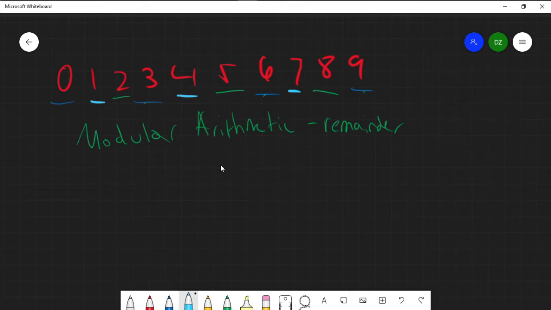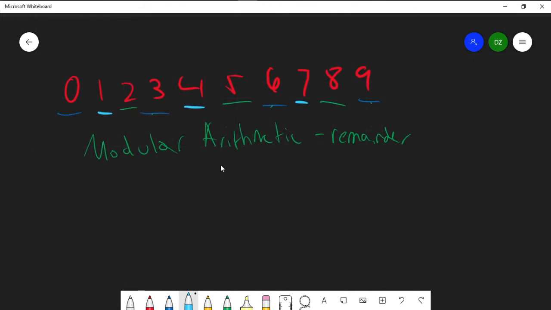So yeah, that's a brief on remainders. And in order to write it, we just say 29 mod 7 equals 1. So this is the mod symbol, or modulus. And yeah, there's always a pattern, right? With modulo, you'll always find a pattern.